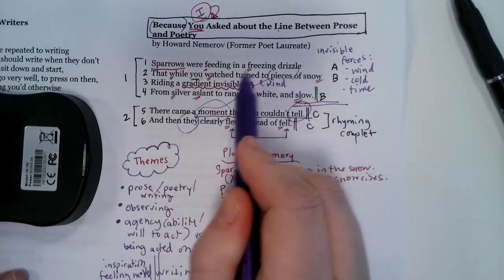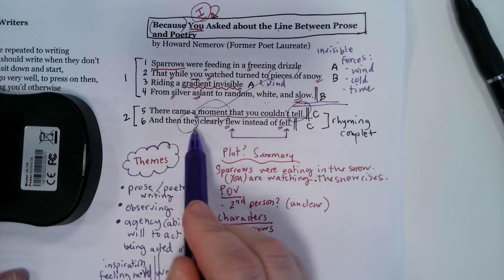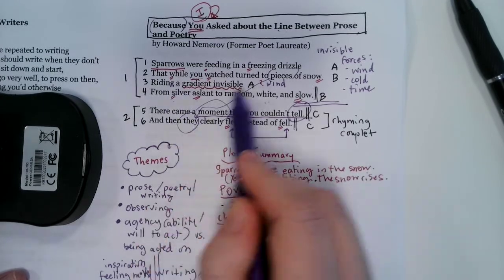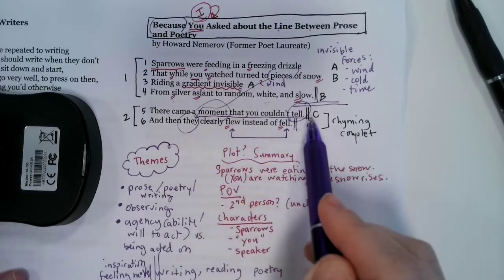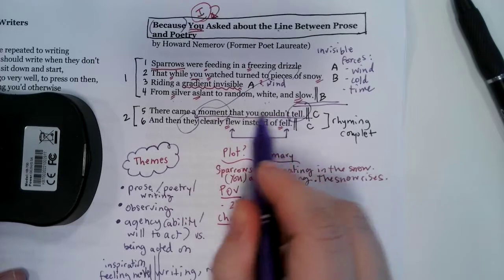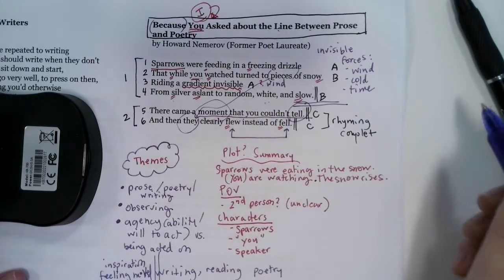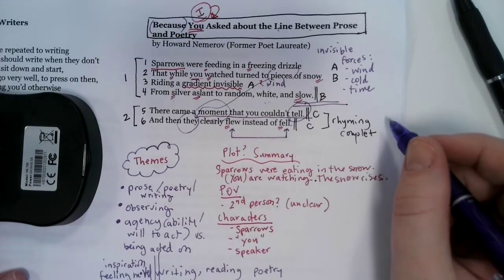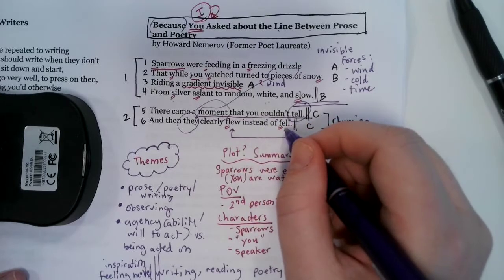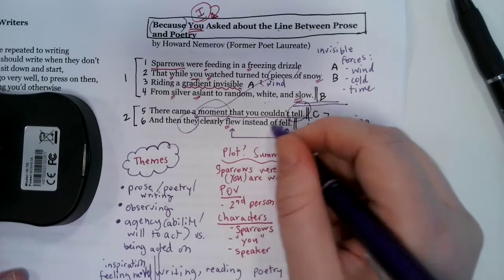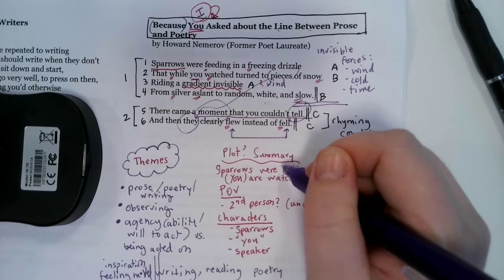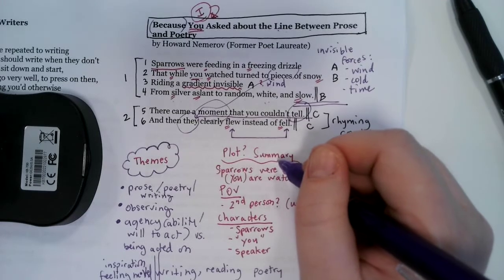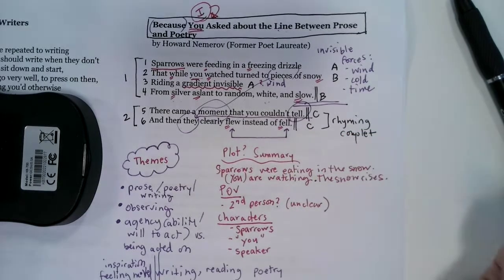Sparrows feeding in a freezing drizzle. Here it becomes unclear. The they seems like it's the sparrows, but it's actually not. It's the pieces of snow. And it's only in going back and piecing that together that we figure that out. But in this moment where there's a lack of clarity, that's where the poetry happens. That's the line between poetry and prose. It is being in a moment that is true and real and being fully present and letting it just be. And that's how you annotate a poem.